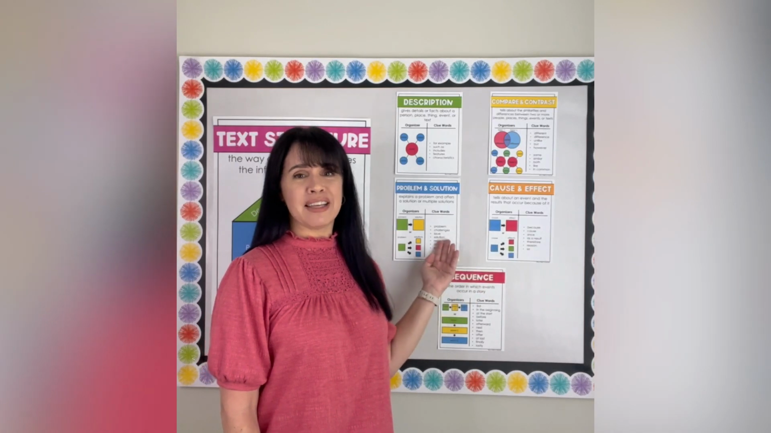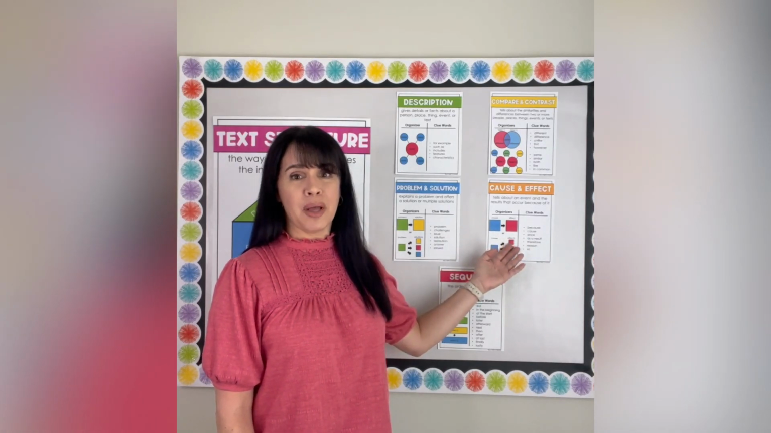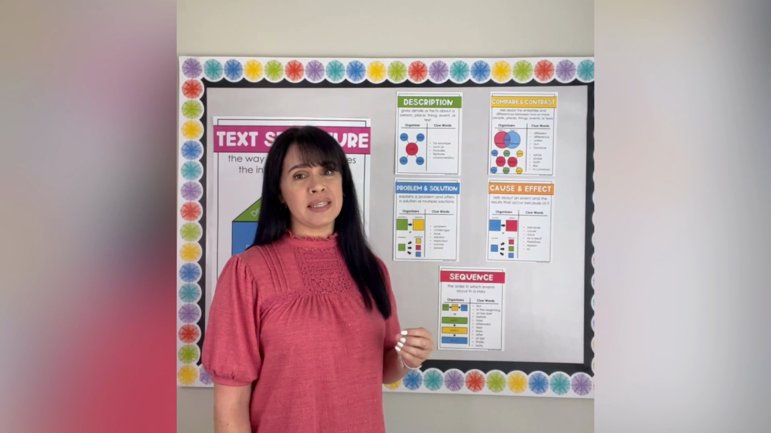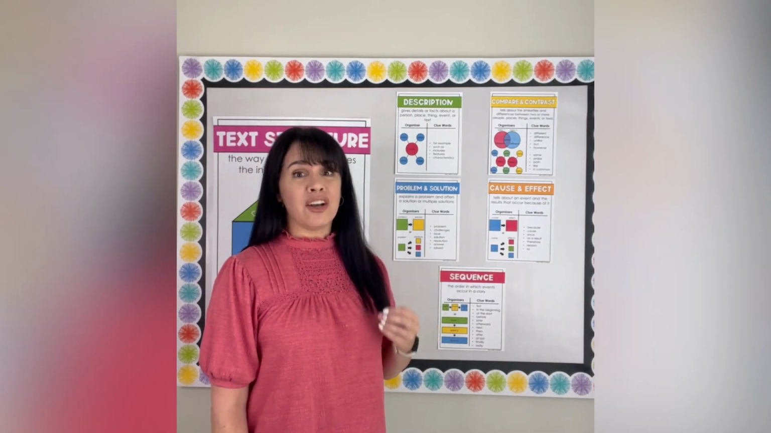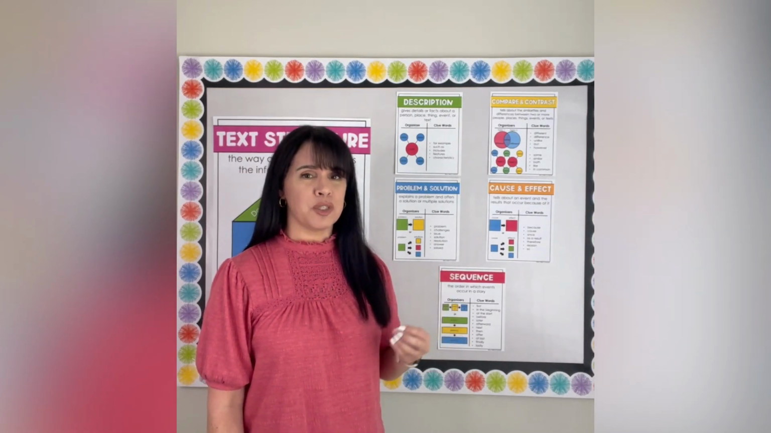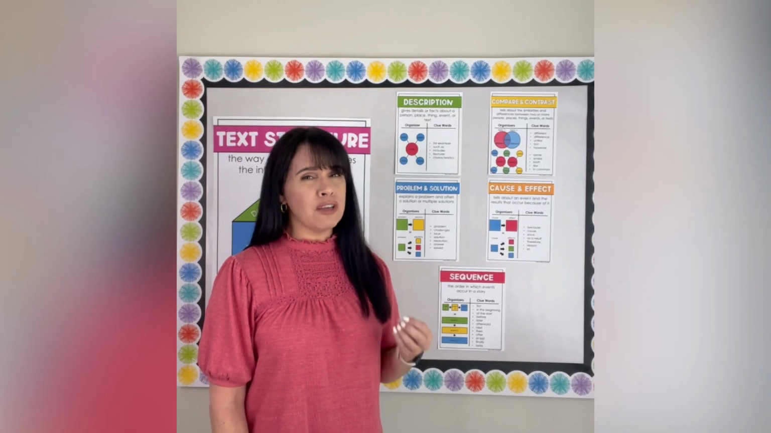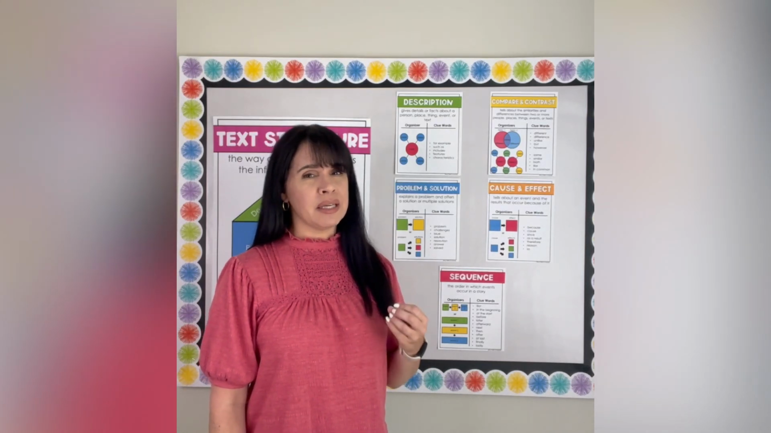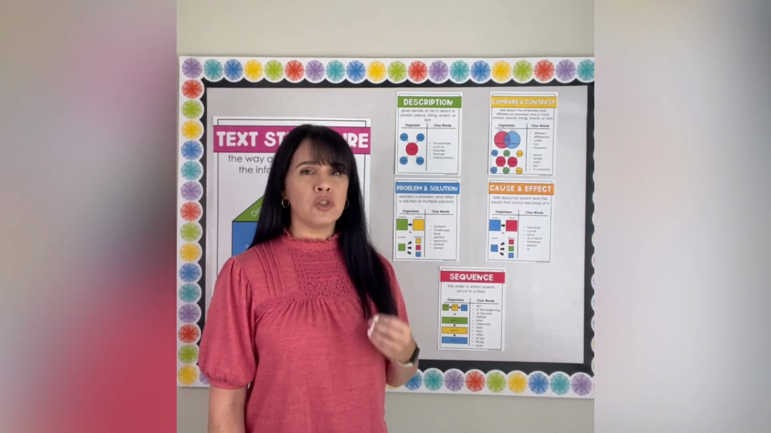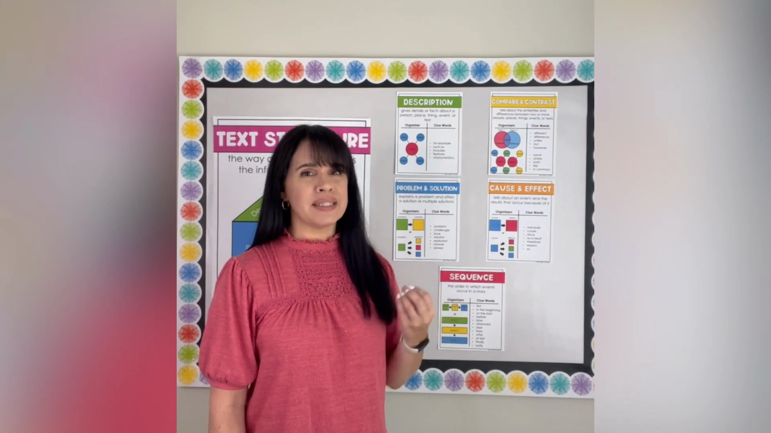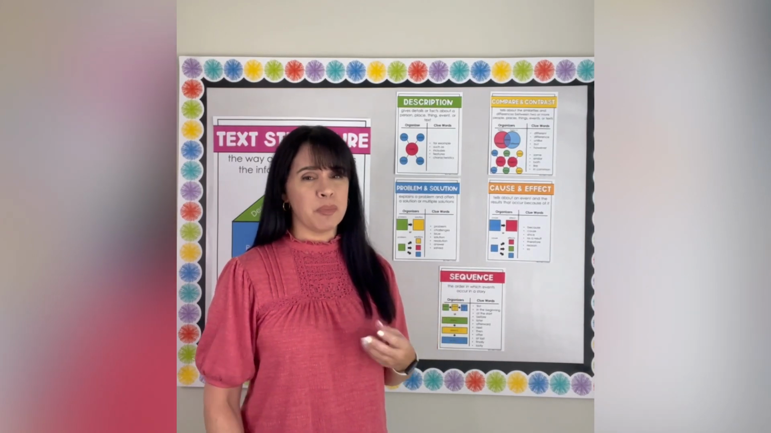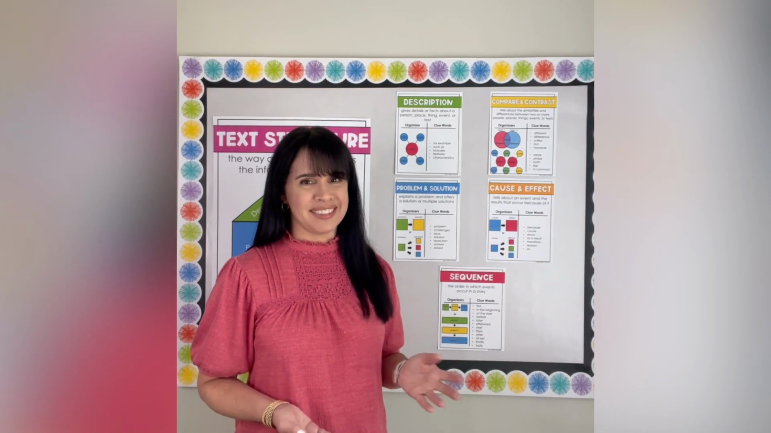Of course, you can see that the graphic organizers are very similar. In problem and solution, if you're reading the text and it gives you the problem and offers a solution to it, then it's going to be problem and solution. However, if you're reading a text and it seems like it's a problem, but it only gives you results or effects of what has happened, then it's going to be cause and effect because there was no solution offered.